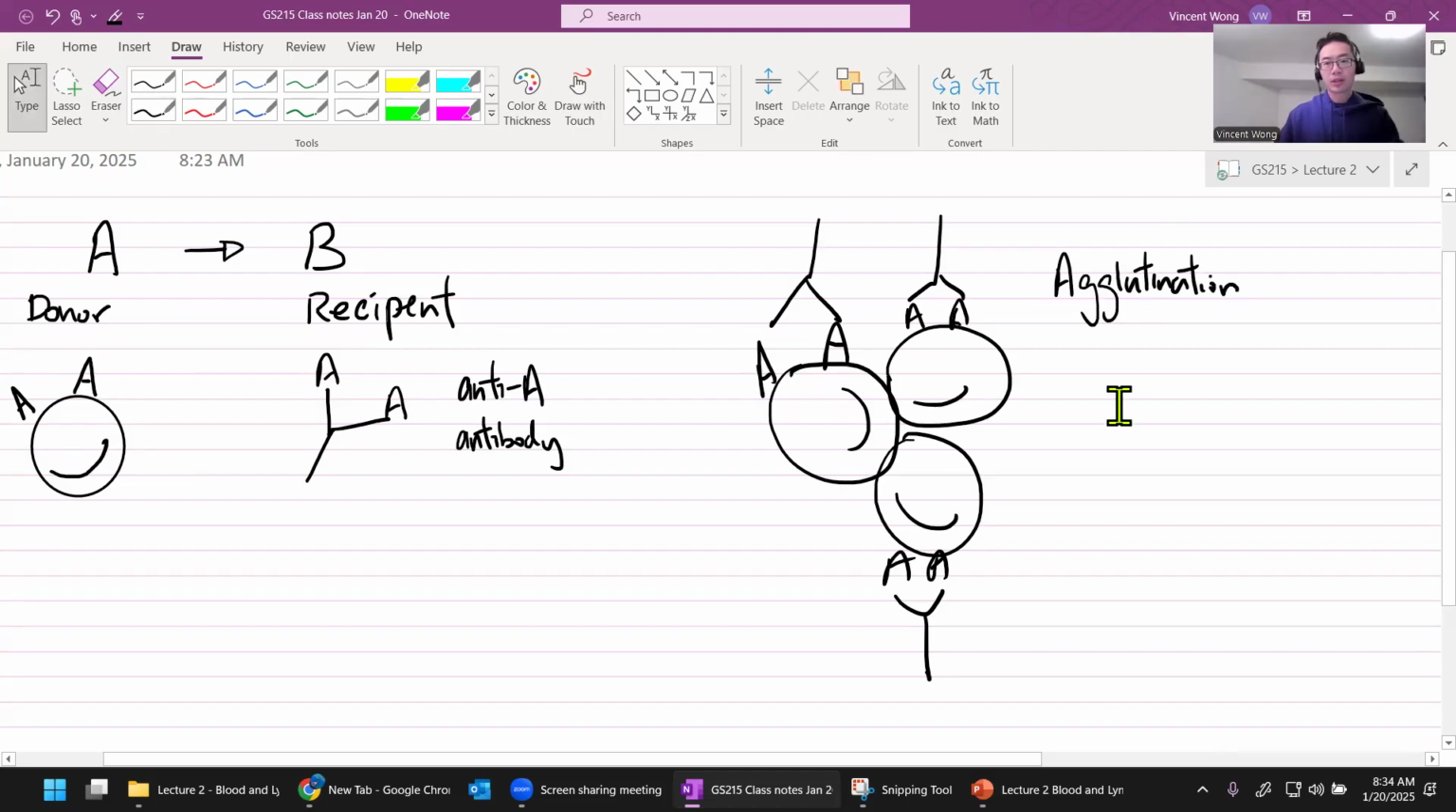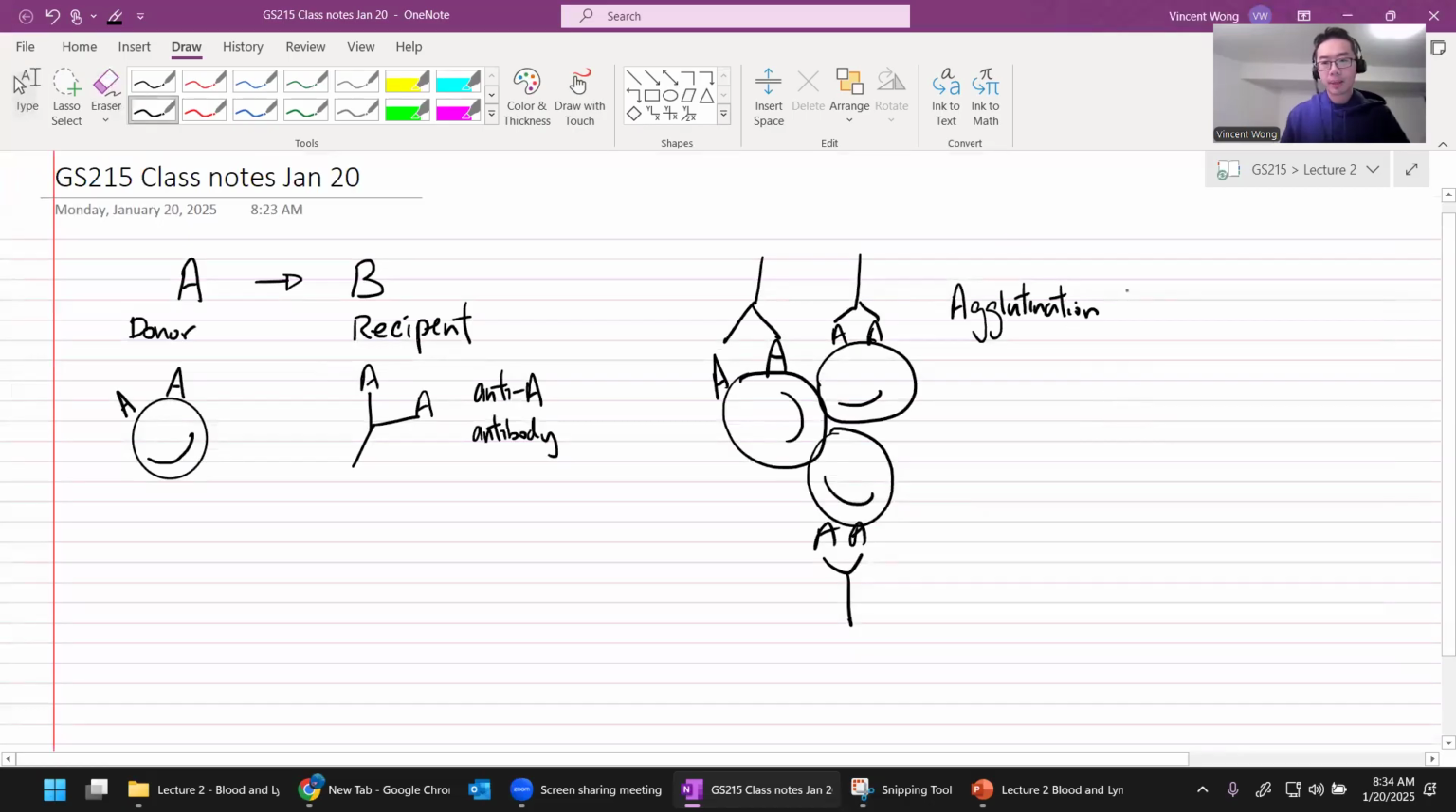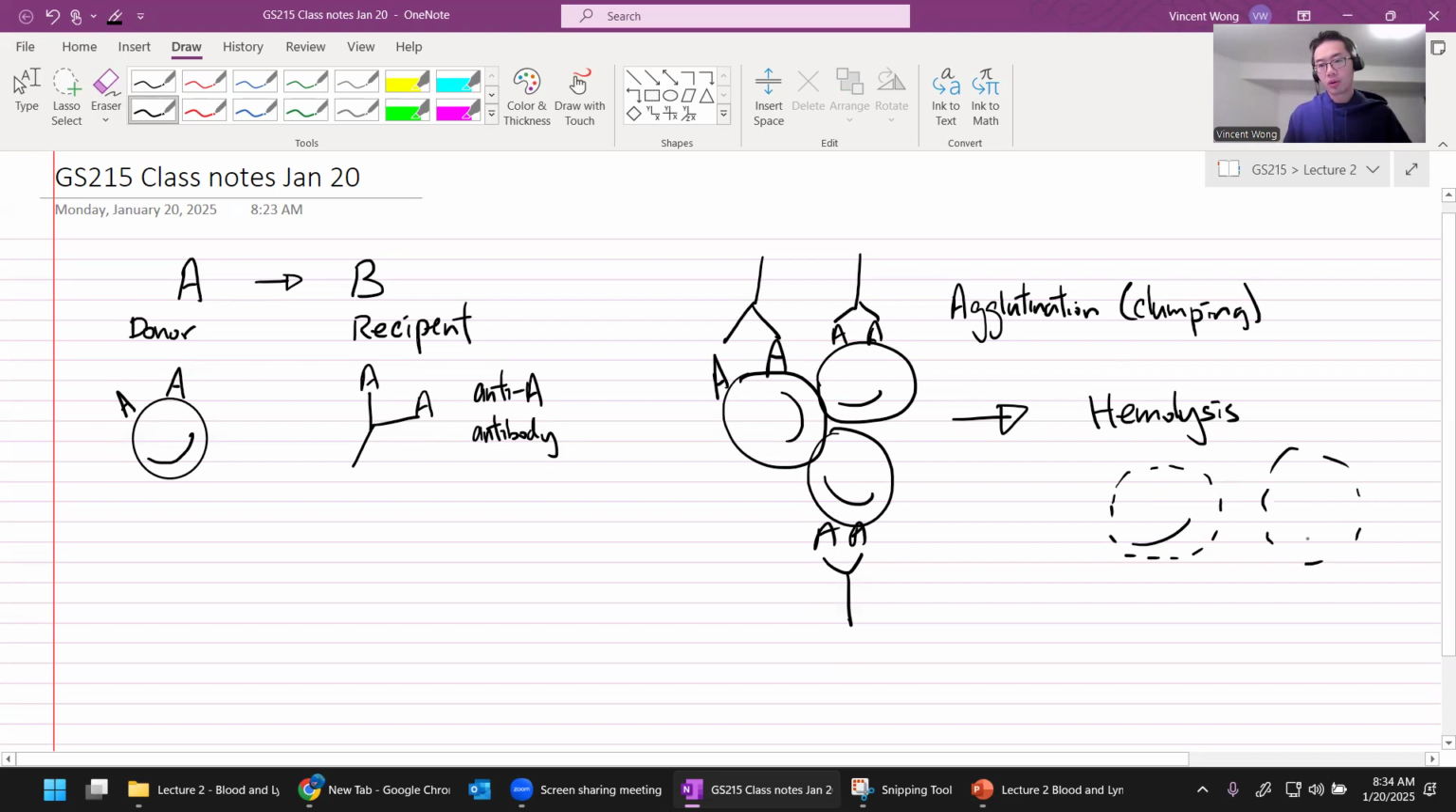Okay, agglutination, clumping, and that's gonna lead to hemolysis. Hemolysis is basically like the red cells all breaking apart. Okay, they burst. They all are gonna leak all over the place and they basically gonna die.